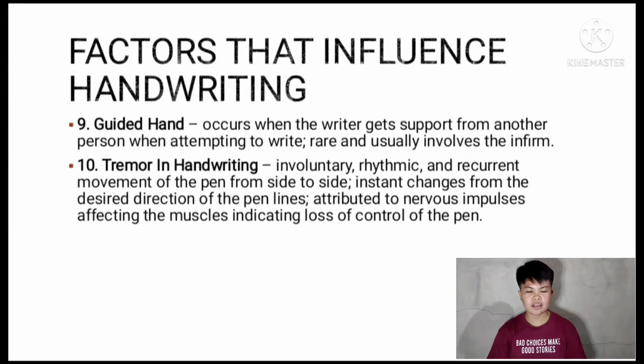So the last is the tremor in handwriting. Involuntary, rhythmic, and recurrent movement of the pen from side to side. Instant changes from the desired direction of the pen lines. Attributed to nervous impulses affecting the muscles, indicating loss of control of the pen.